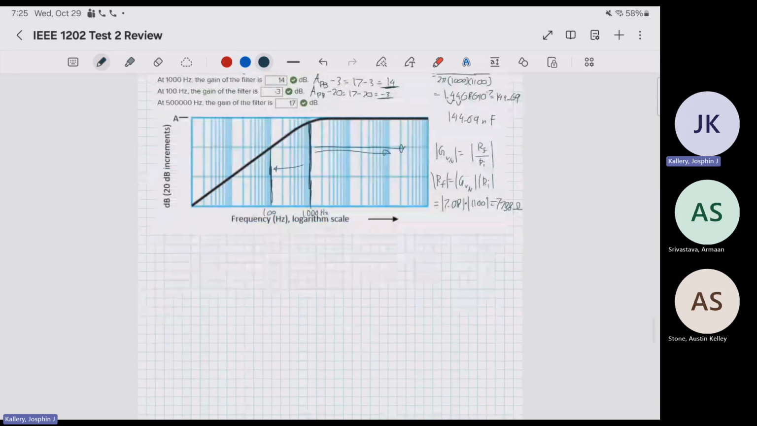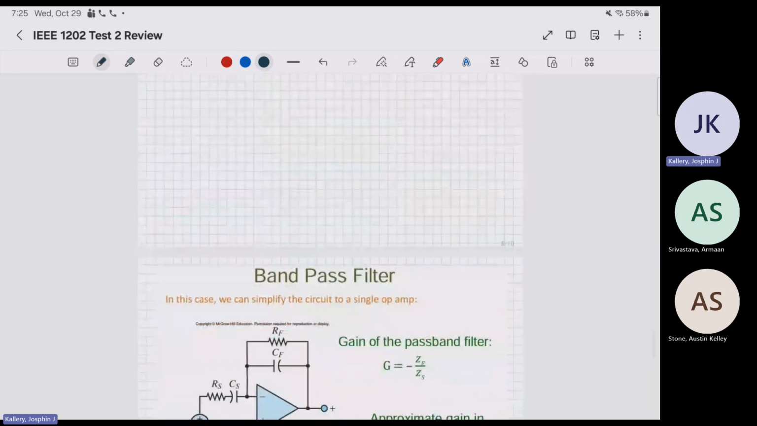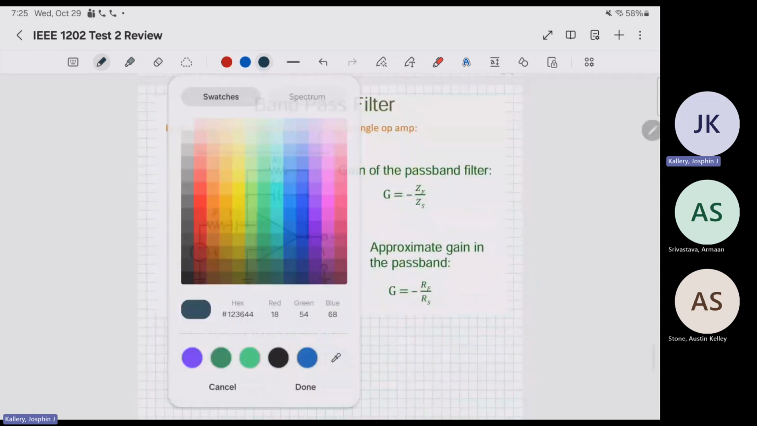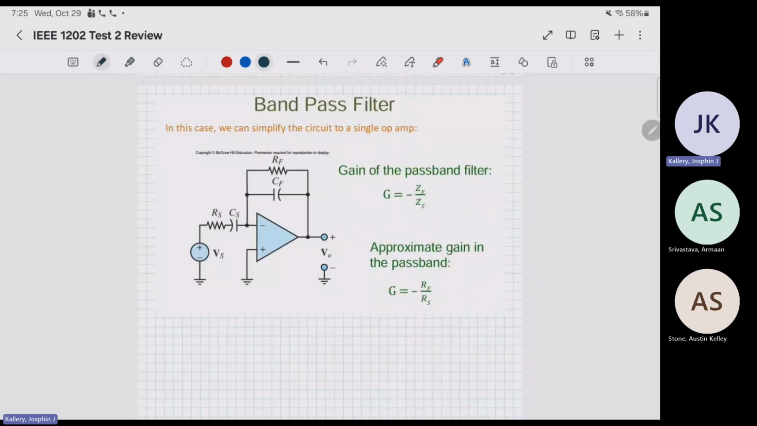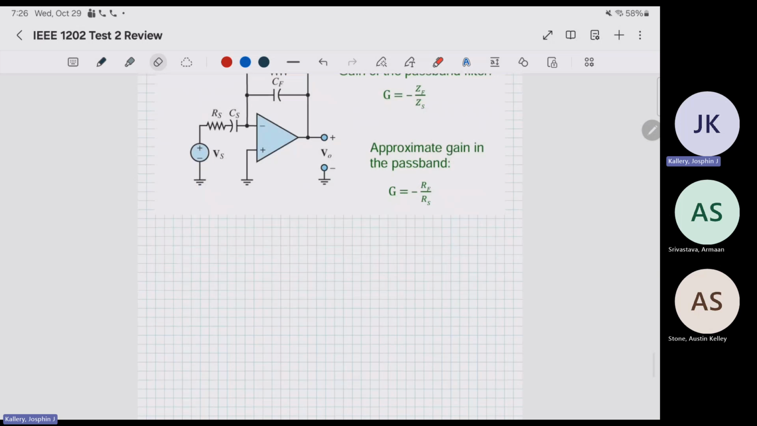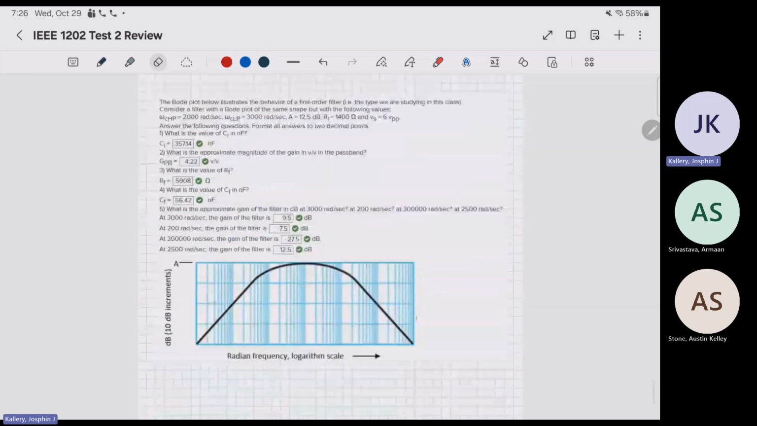All right. Next, we're just going to look at the bandpass filter, which is literally just a combination of both. Here is your low pass, here is your high pass. So in this case, both of the equations will apply. Both of the cutoffs will apply, both of the passband gains will apply, and you'll see that being used in the next problem. So okay, here's our passband gain.